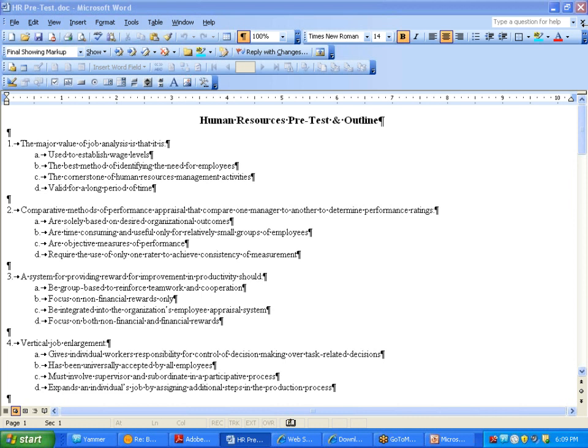Okay, first one. The major value of job analysis is that it is A, used to establish wage levels, B, the best method of identifying the needs for employees, C, the cornerstone of human resource management activities, D, valid for a long period of time. Well, going through the criteria, what doesn't make sense may be more obvious. I took out D, valid for a long period of time, and I took out B, the best method of identifying the needs of employees, because that's not necessarily what job analysis is. So I was left with A, used to establish wage levels, which job analysis is, but the question was the major value of job analysis.